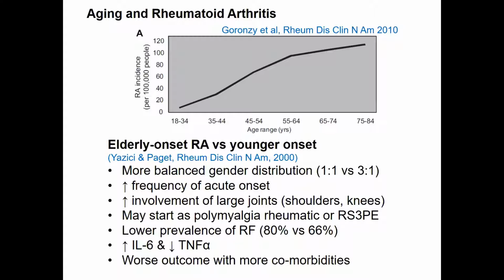Older adults tend to have higher levels of interleukin-6 and lower levels of tumor necrosis factor alpha associated with the RA. And IL-6 is sometimes called the gerocytokine, because there's lots of data that show that your systemic levels of interleukin-6 go up with age for a number of different reasons. And then older adults have a worse outcome and more comorbidities.